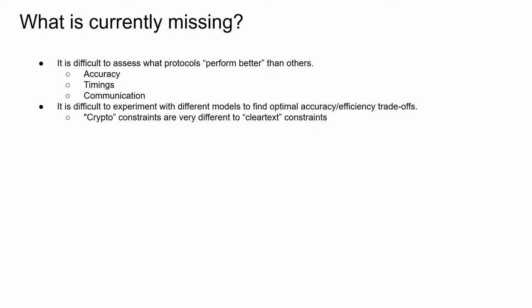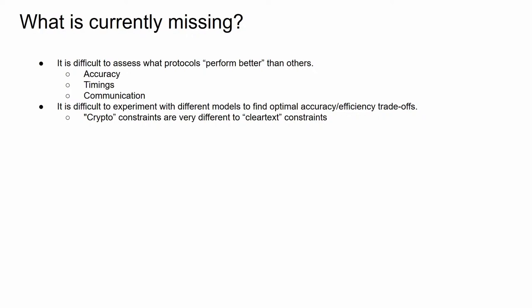Some of them have access to actual software developers who can do a very industry-grade implementation, or sometimes you have access to better machines or different things that will affect all these outcomes. And this is not, of course, bad, but it's a bit hard to know, okay, this actually led to more efficiency, to something more accurate. Sometimes it's a bit hard to know this. The second thing is that it's a bit hard to experiment with different models to find optimal accuracy and efficiency trade-offs.